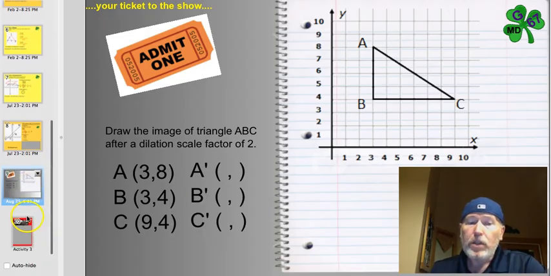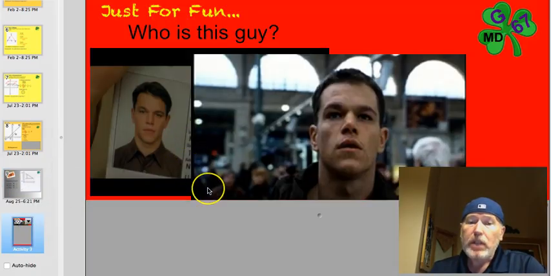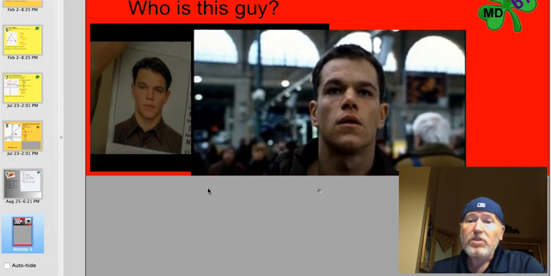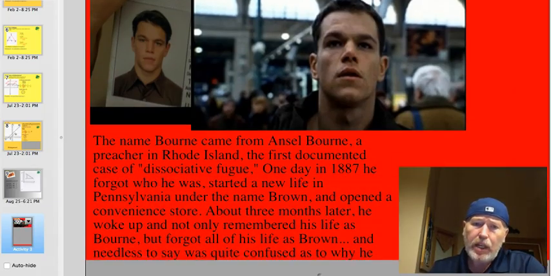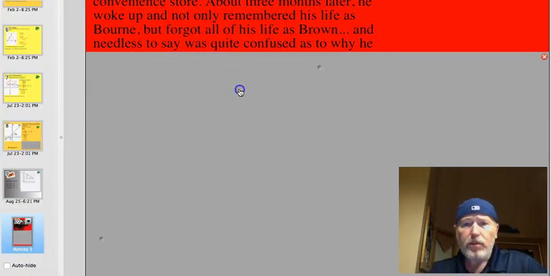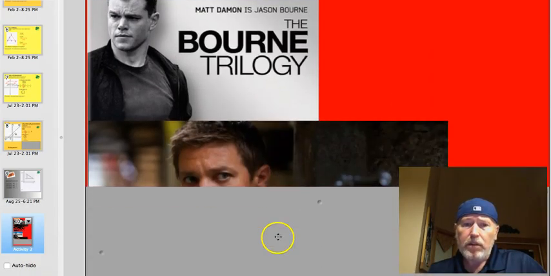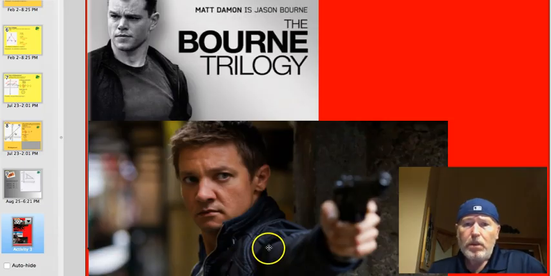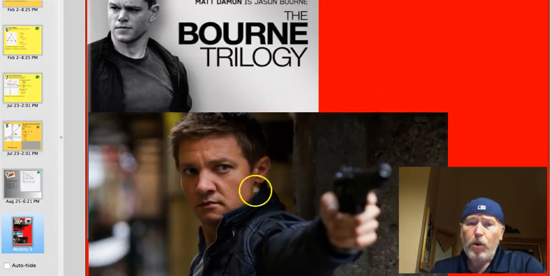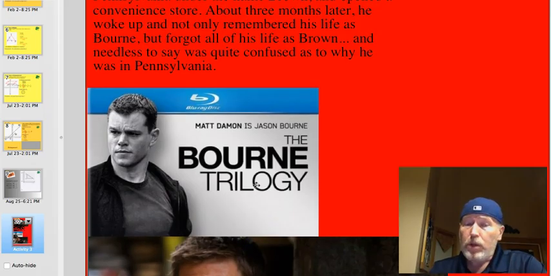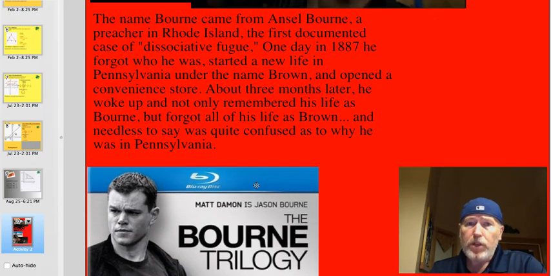Okie dokie, let's go on to the trivia question. Who is this guy? This is Jason Bourne, of The Bourne Identity, The Bourne Supremacy, The Bourne Ultimatum. There was even one with this guy, and I think this is The Bourne Legacy. There's another guy who played, this guy down here. He did one of the films, I think it was The Bourne Legacy. So there's actually been 4 Bourne movies. The 5th one is coming out. It's probably out by the time you watch this, but it was kind of interesting.